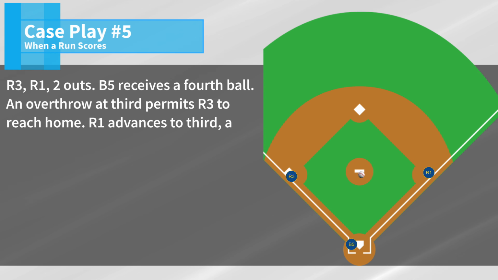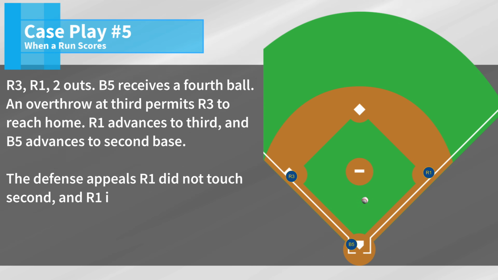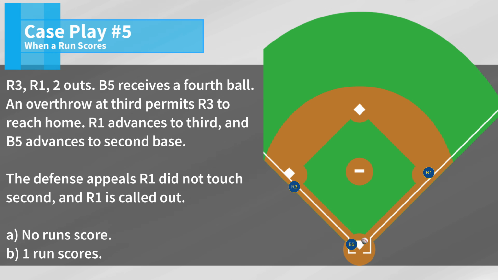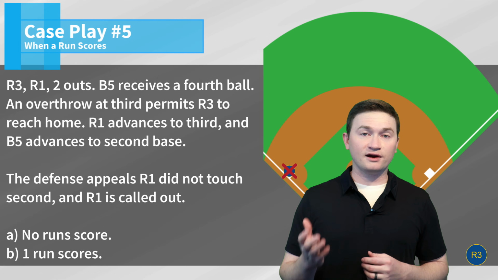Case play number 5. R3, R1, 2 outs. B5 receives a 4th ball. An overthrow at third permits R3 to reach home. R1 advances to third, and B5 advances to second. The defense appeals R1 did not touch second, and R1 is called out. Is this A, no run score, or B, 1 run scores? The correct answer here is A.